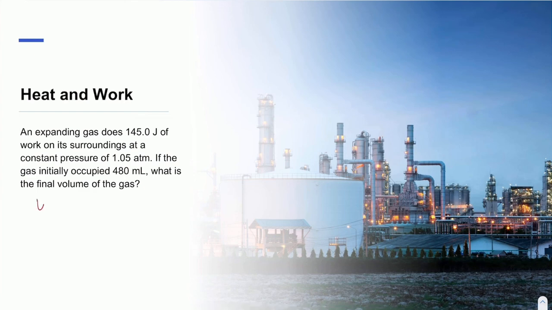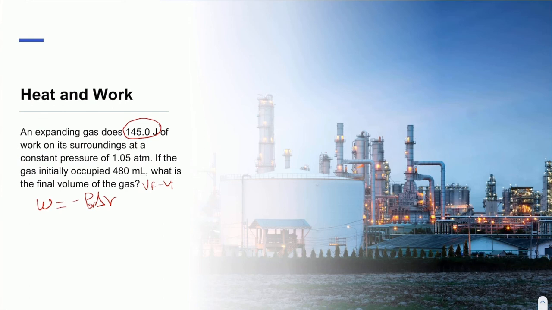Okay, so there's an equation that you should know, which is the work is equal to negative P delta V. Okay, P is the external pressure, delta V is V final minus V initial, so delta volume, and then obviously our work in liter atmospheres. So they give us the work done in joules.